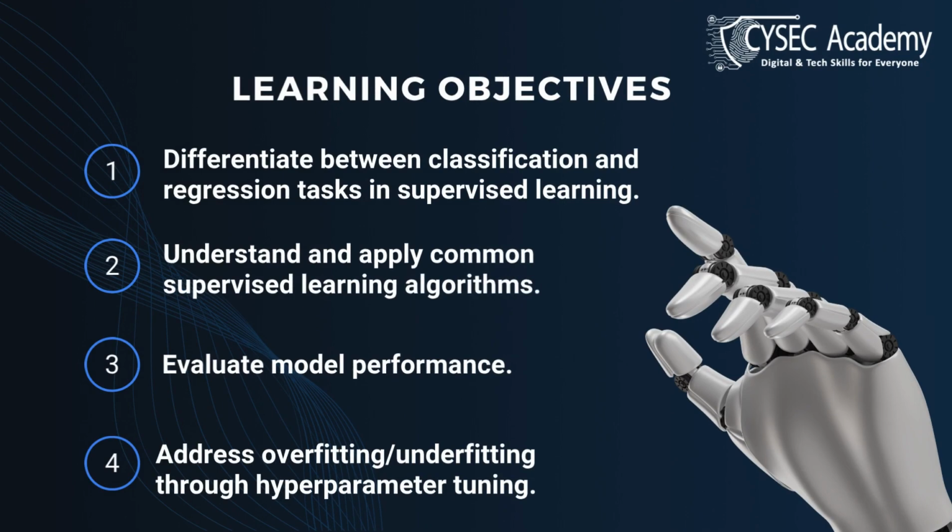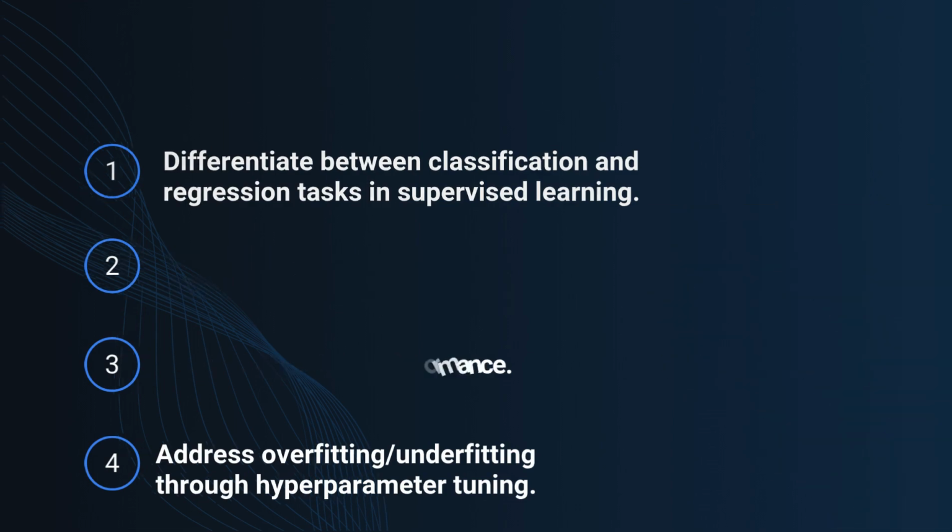Learning objectives. By the end of this module, you will be able to: 1. Differentiate between classification and regression tasks in supervised learning. 2. Understand and apply common supervised learning algorithms. 3. Evaluate model performance using metrics such as accuracy, precision, and recall. 4. Address issues of overfitting and underfitting and perform hyperparameter tuning.